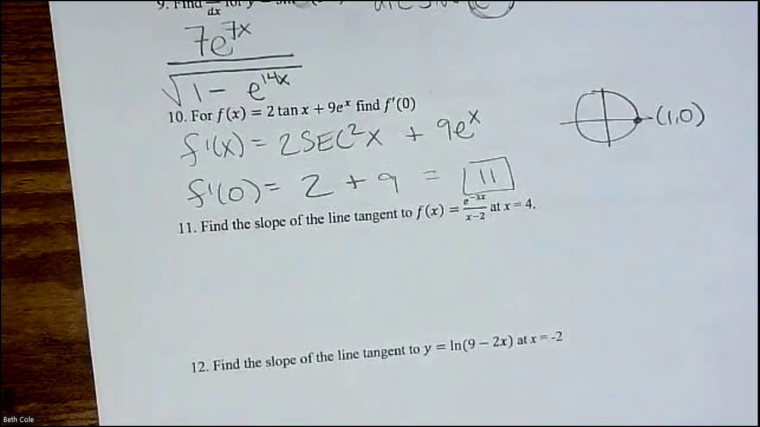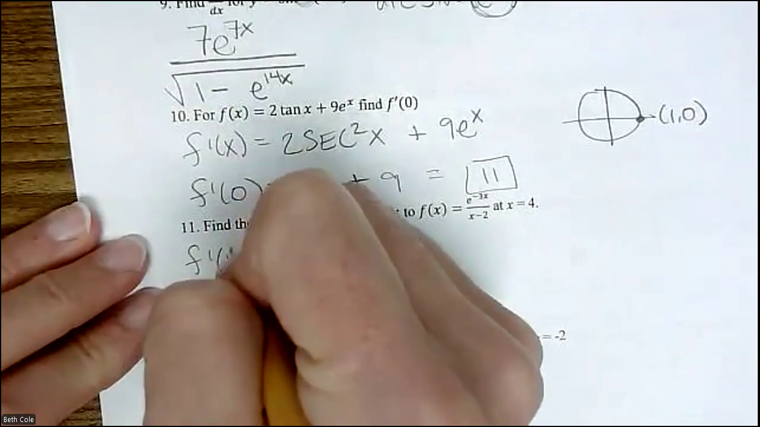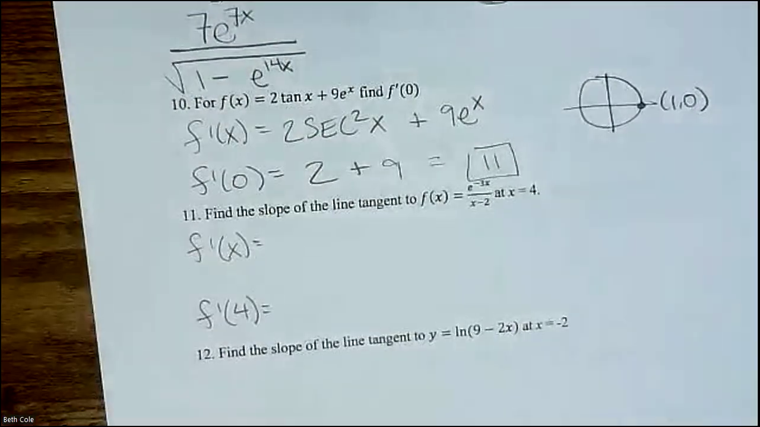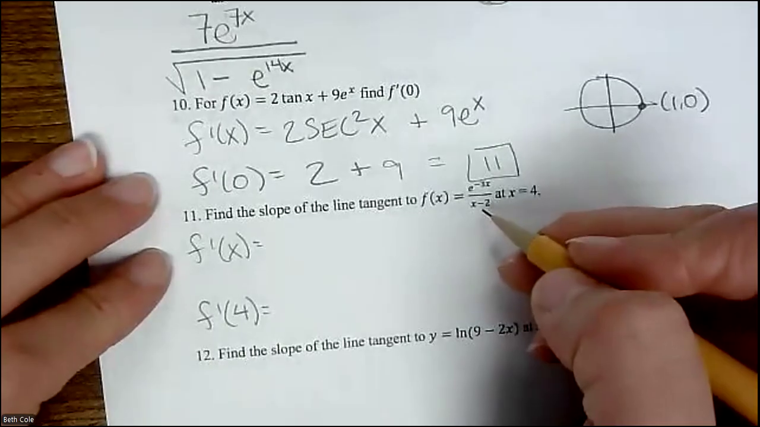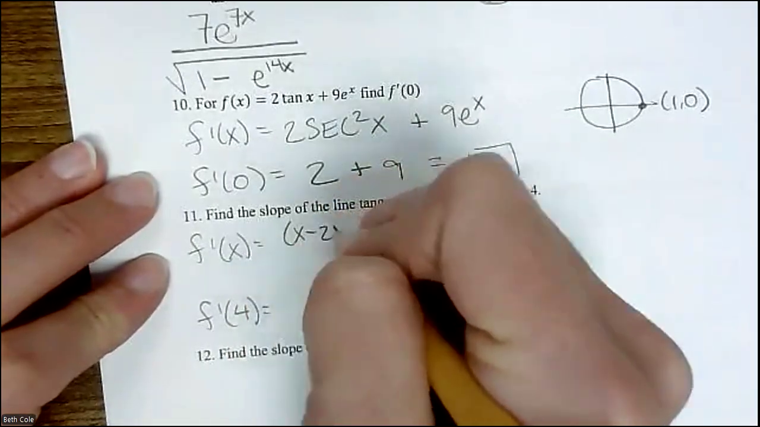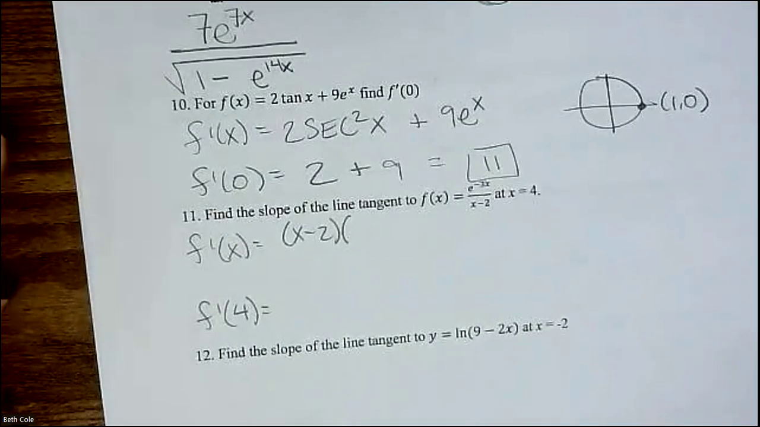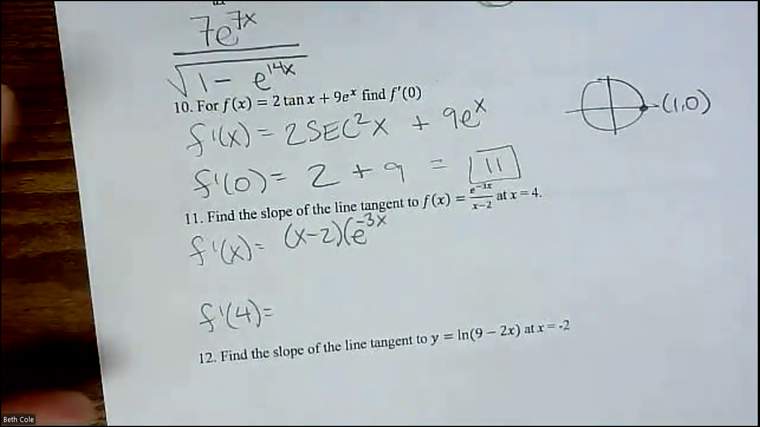Slope of a tangent line. That means derivative. So we're going to do the derivative, and then we're going to plug in 4. That's what most of this is. Find a derivative, plug in a number. Find a derivative, plug in a number. What rule is it? Quotient. You're going to start with the denominator. Derivative of e to the negative 3x is e to the negative 3x.